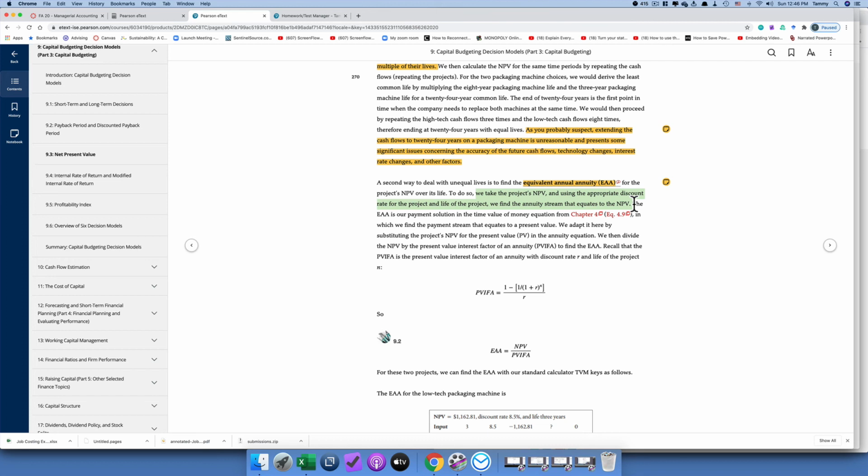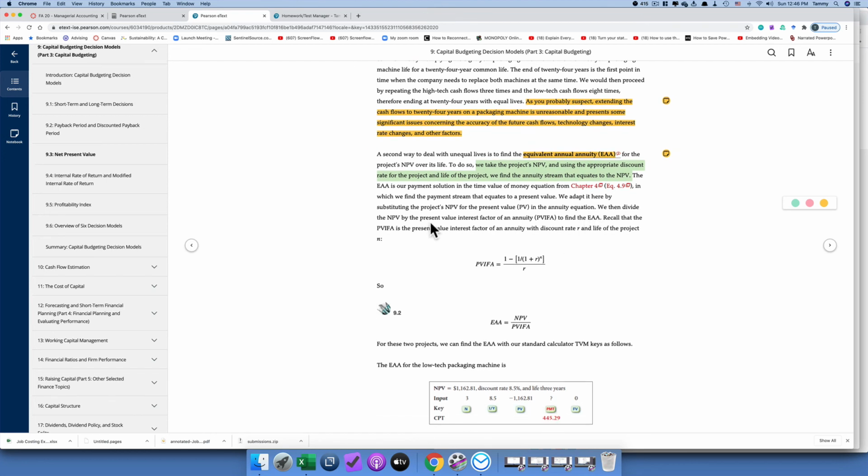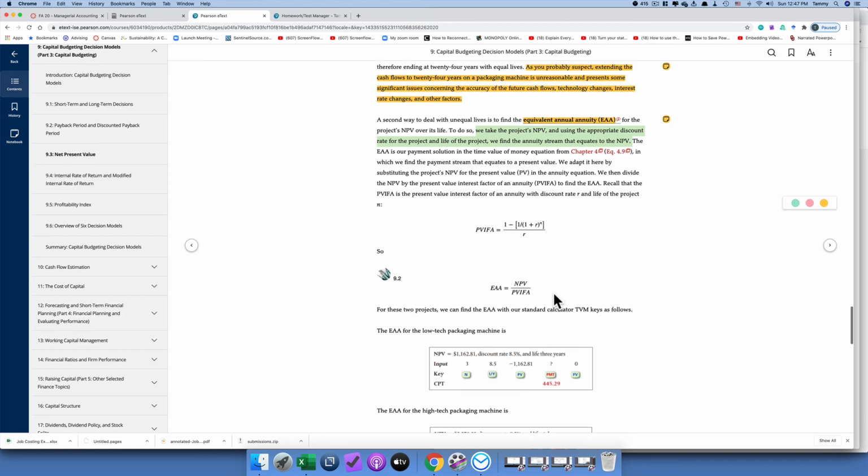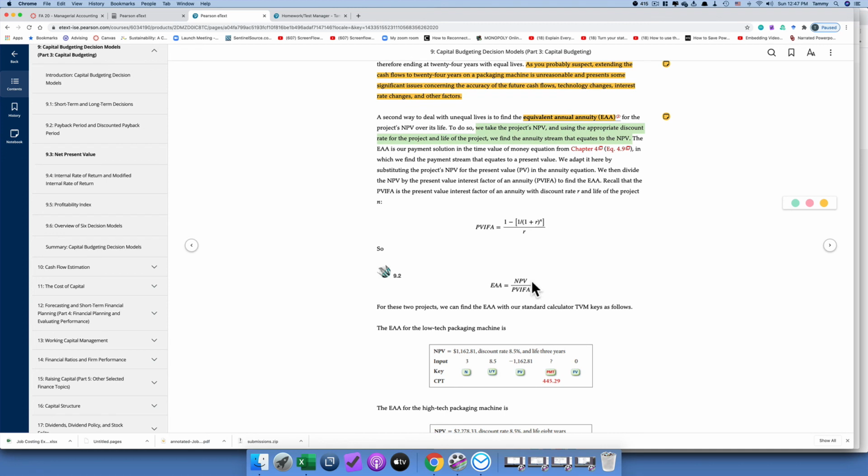Okay, so what that turns out to be, here's the formula for it, right? So the present value factor of an annuity, which was discussed in one of the earlier chapters about the time value of money, it's defined as 1 minus 1 over (1 plus r) to the n, divided by r, right? And I show you how to do this in Excel. And so then your equivalent annual annuity is the net present value over this factor.